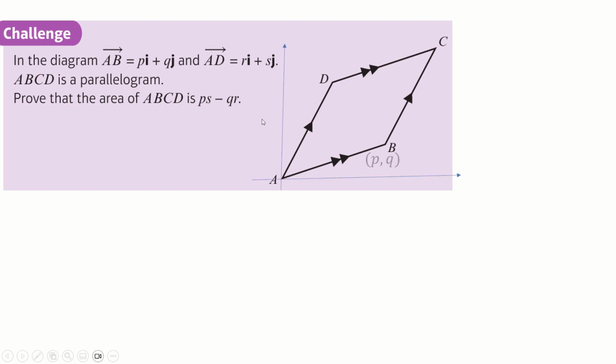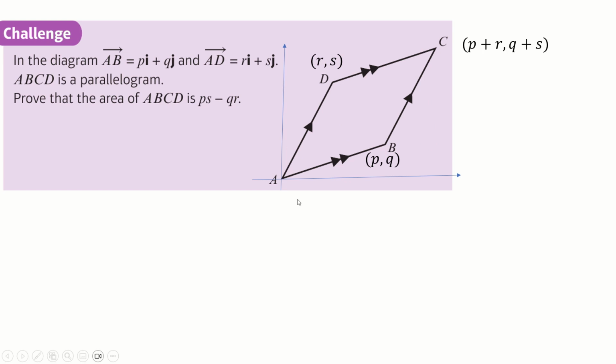If we place a coordinate grid over the top, then if this vector is pi plus qj, that means it's p across and q up, which means I can describe this coordinate as p comma q. And likewise here is going to be r comma s. And then this one up here is going to be p comma q plus r on the x coordinate plus s on the y coordinate. So that's going to be p plus r, q plus s.